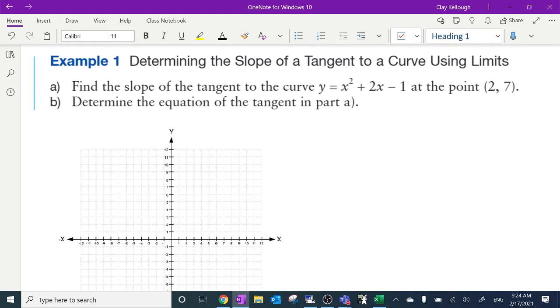Find the slope of the tangent to the curve y equals x squared plus 2x minus 1 at the point (2, 7). So I'll give you a sec to jot that down.